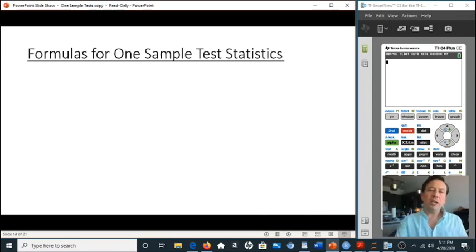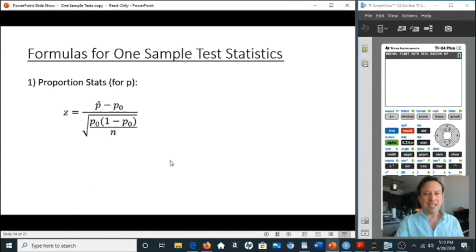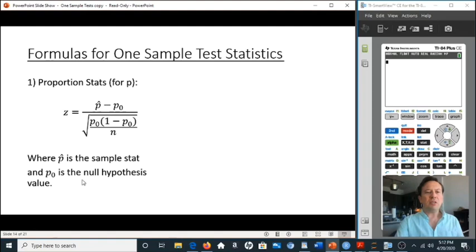Okay, and finally, before we get to our examples, here are the formulas that we're going to be using for one sample test statistics. So if the problem involves estimating a proportion, or little p, then the formula for the test statistic is this. So notice we have p hat. Remember, p hat is your sample statistic, so it's the sample percentage. P0 is the null hypothesis value that is given. In other words, P0 is your status quo. Also, we have n here. n is our sample size.